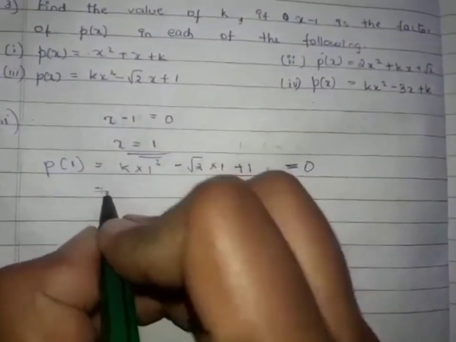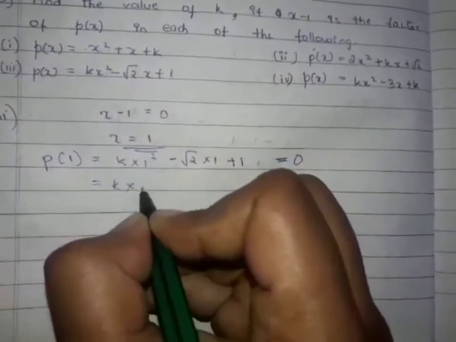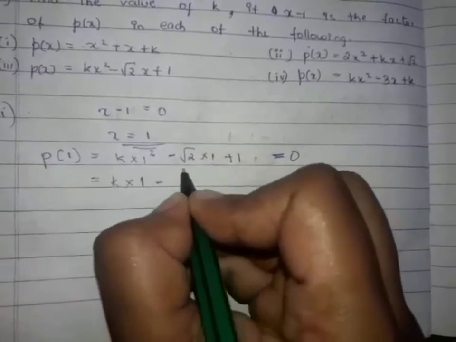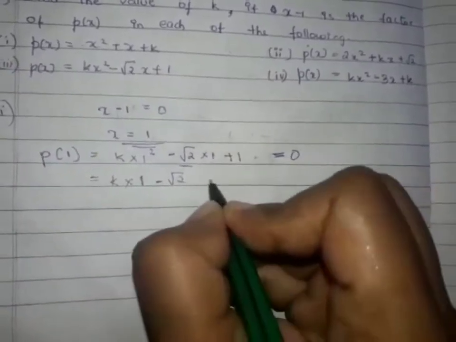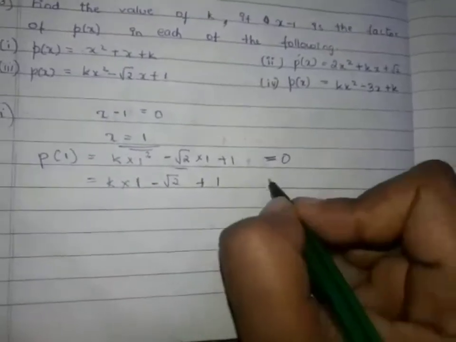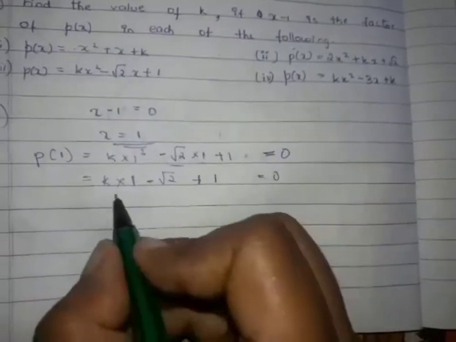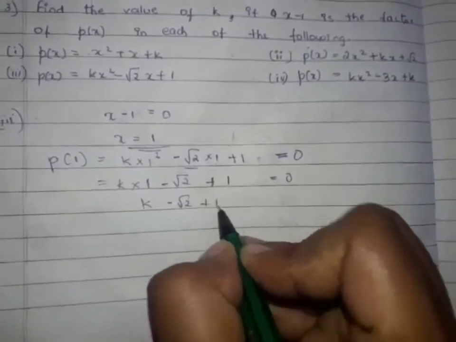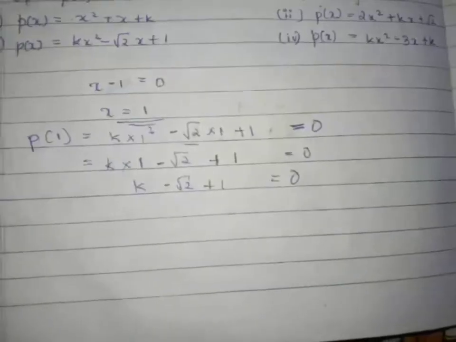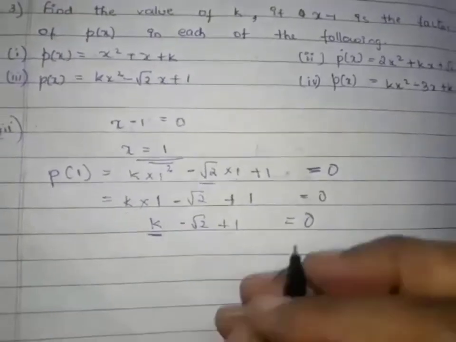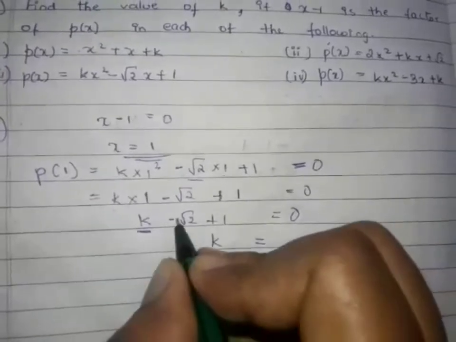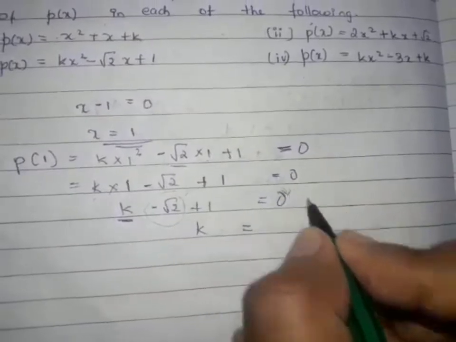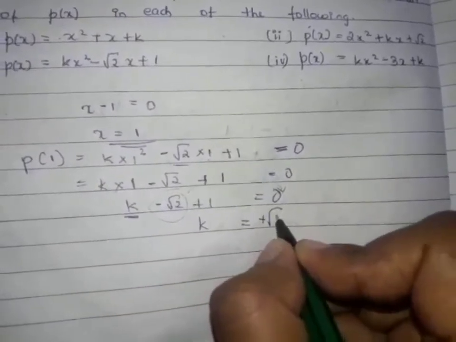Okay, on solving, what will I get? K as it is into 1 square is 1 minus root 2 into 1. Any number into 1 will be the same number. So, let me write it. Plus 1 is equal to 0. Okay, so k into 1 is k minus root 2 plus 1 is equal to 0. So here we are supposed to find k. So let us keep k there itself and we'll take the remaining terms to the other side. So when I take minus root 2 to the other side, it will become plus root 2.